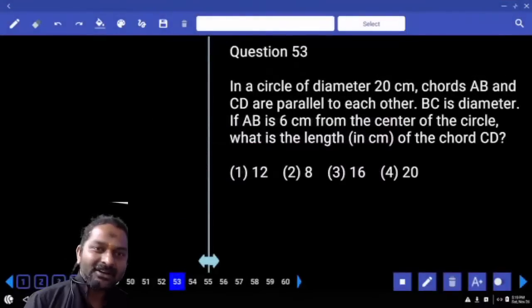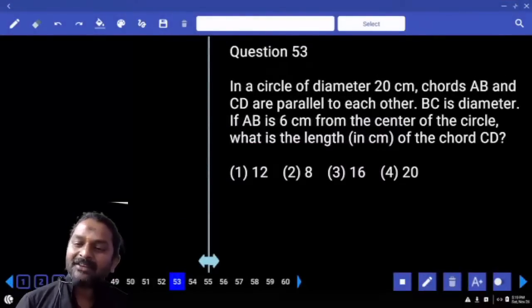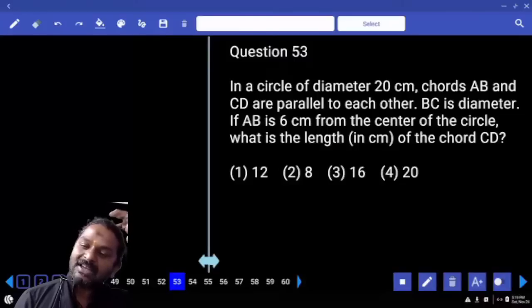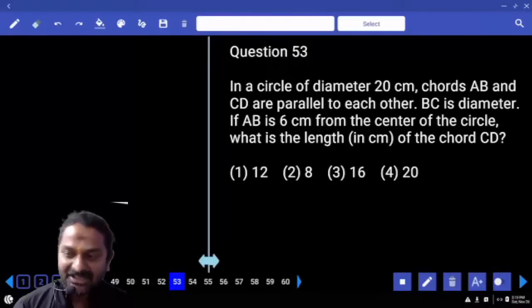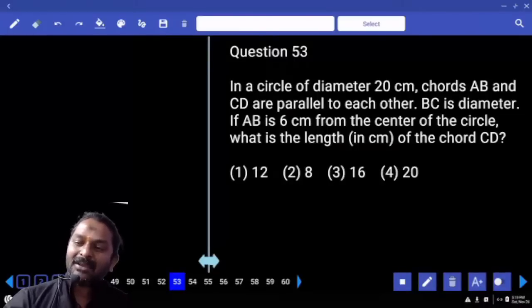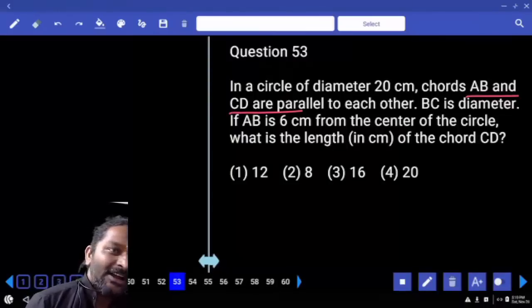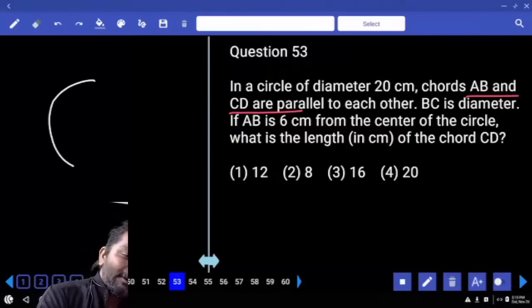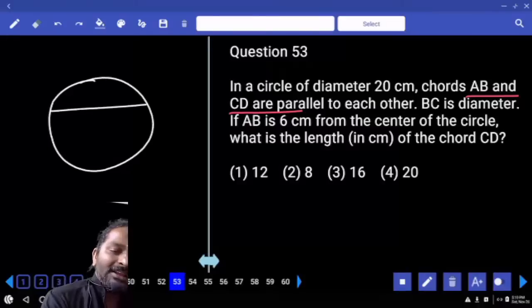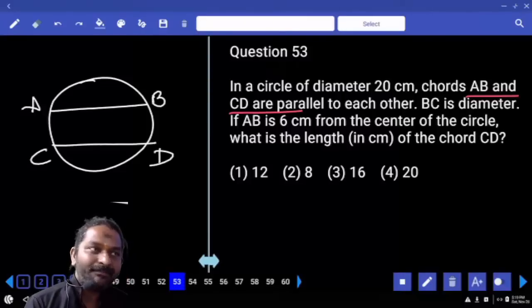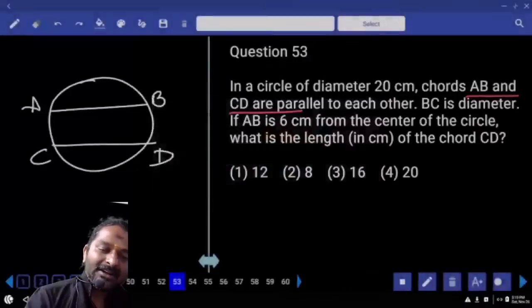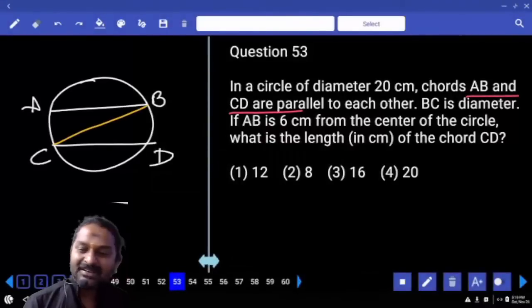In a circle of diameter 20 centimeters, chords AB and CD are parallel to each other. BC is diameter. Be careful, AB, CD, they are chords. Both are parallel to each other, and BC is diameter this side. Clear? Now, I'll take A, B, C, D. These two chords are parallel to each other, and diameter is BC. Correct? How much is diameter?